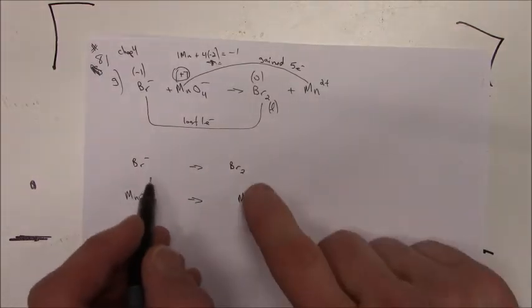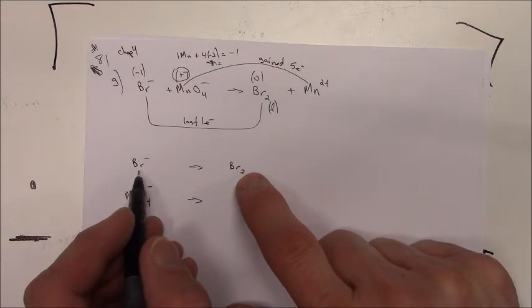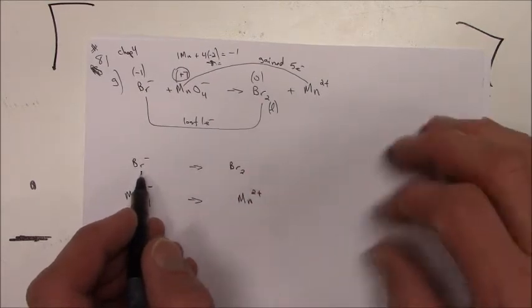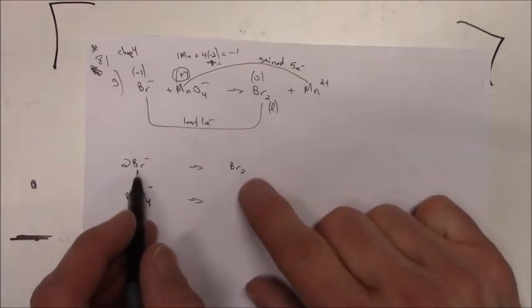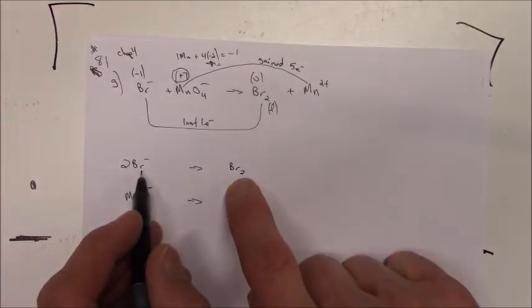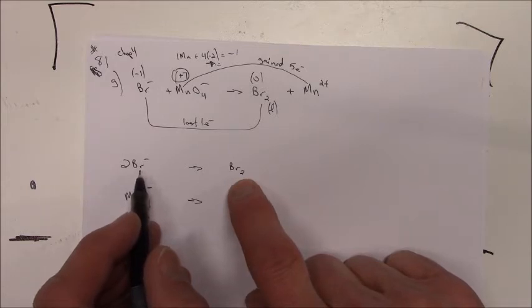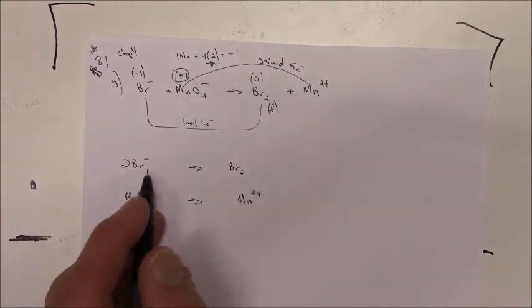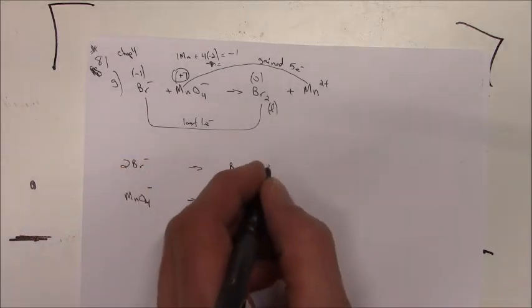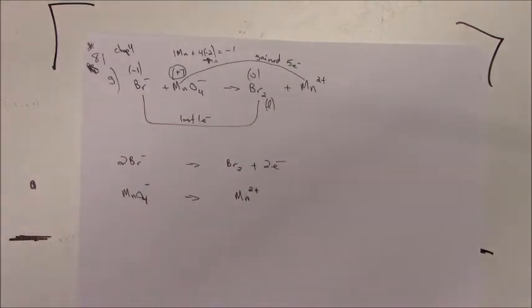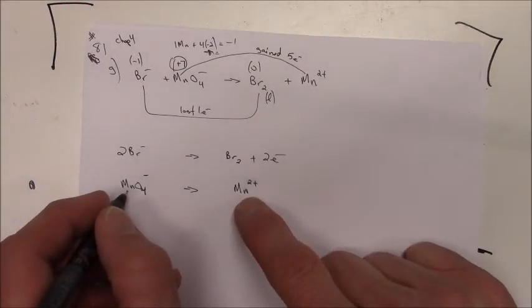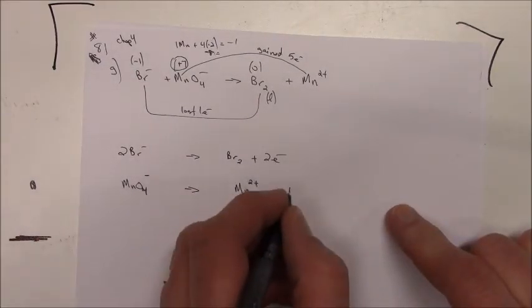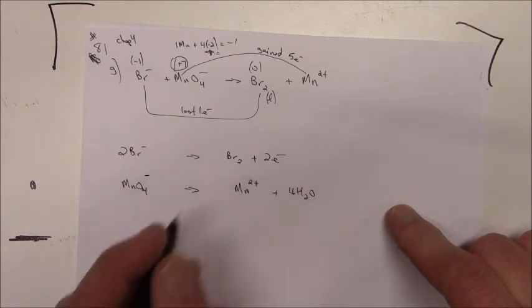Step number 1. Balance the non-oxygen, non-H atoms. 2 bromines, you need 2 of these. Second, balance oxygens using water. Well, there isn't any in this one. Balance H's using H pluses. Well, there isn't any. Balance the charge using electrons. Well, this is 2 minus. So obviously it's that. So that looks pretty benign. 1 manganese, 1 manganese. That's good.